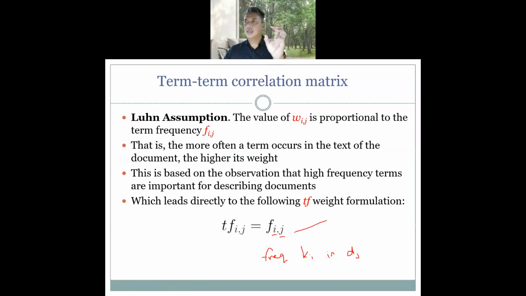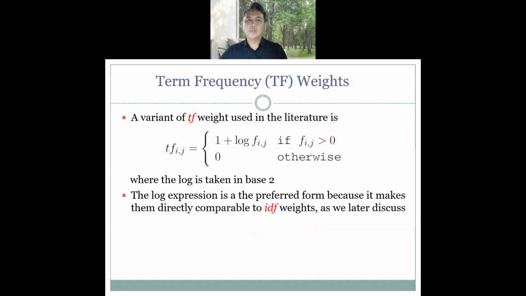Over here, we are looking at the frequency. One of the variants is this one, in which we use log 2. For example, for the frequency of keyword i in document j, if it is greater than 0 or more, we will compute using this.